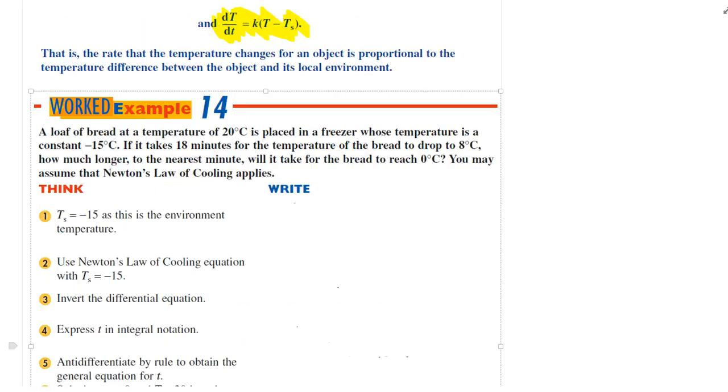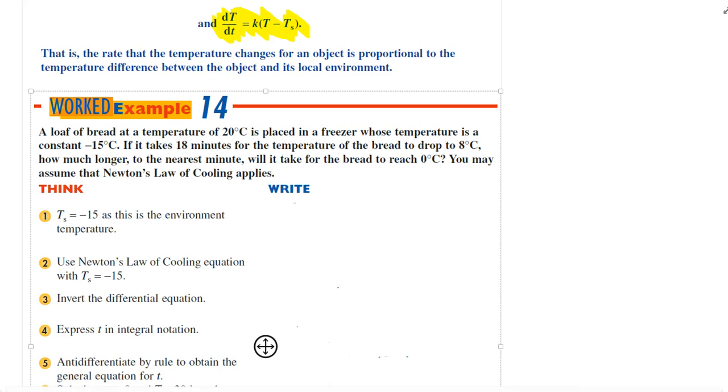All right. The question is: a loaf of bread at temperature 20 degrees is placed in a freezer whose temperature is a constant -15 degrees. If it takes 18 minutes for the temperature of the bread to drop to 8 degrees Celsius, how much longer, to the nearest minute, will it take for the bread to reach 0 degrees? All right, so we know how long it takes to get to 8 degrees. We need to find 0.